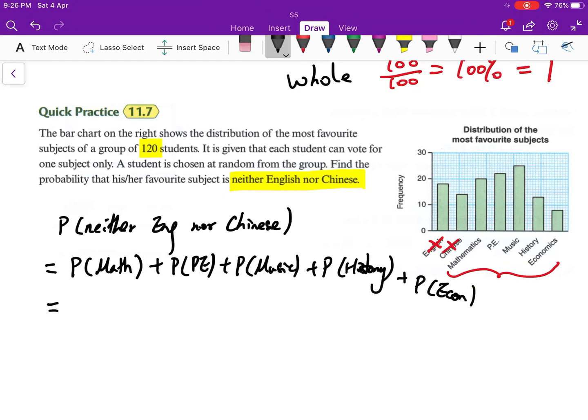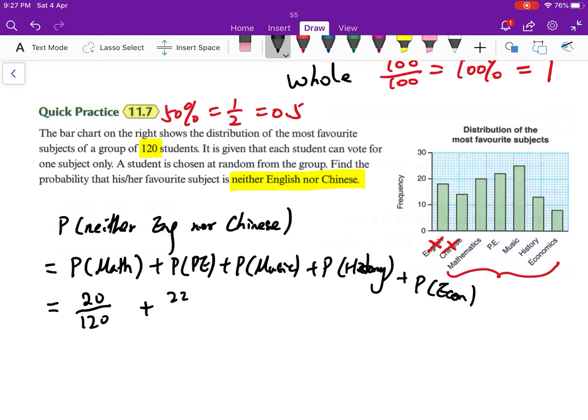So take a look at the math. Math is 20. Remember, don't just give me the 20. This is probability. Okay, probability is presented as either a percentage, a fraction, or a decimal. All three types are acceptable, but not 20. Okay, so it will be 20 out of 120. Okay, so math is done. Then PE.